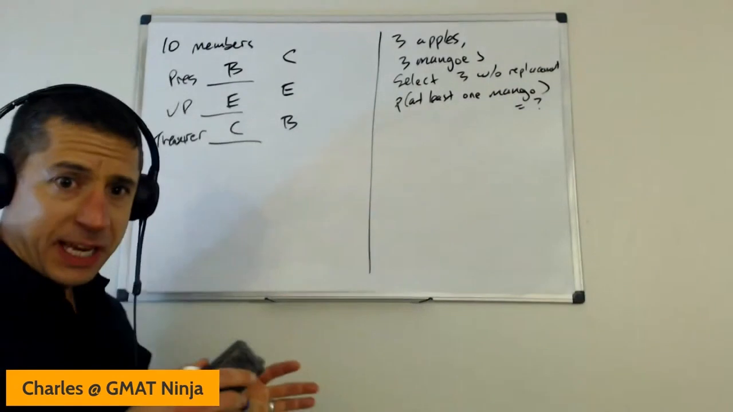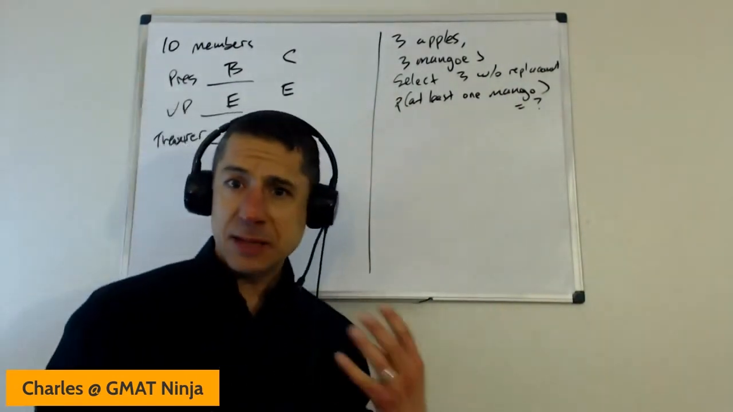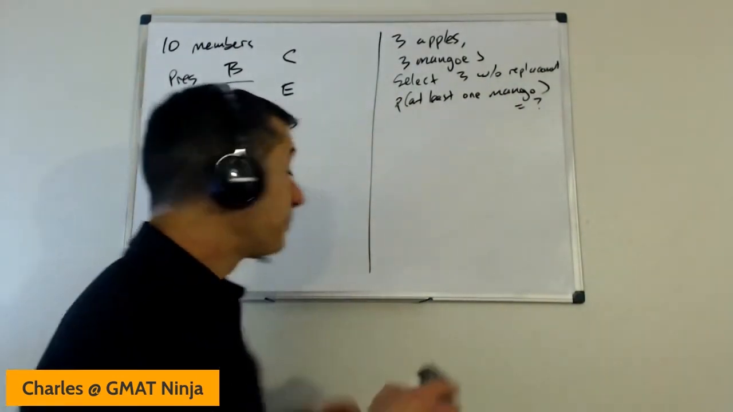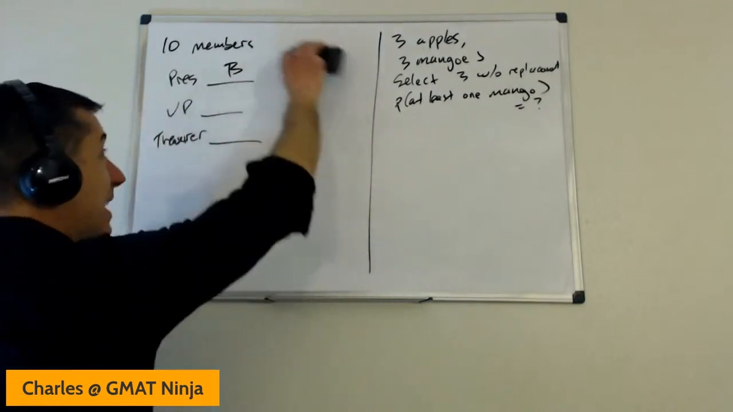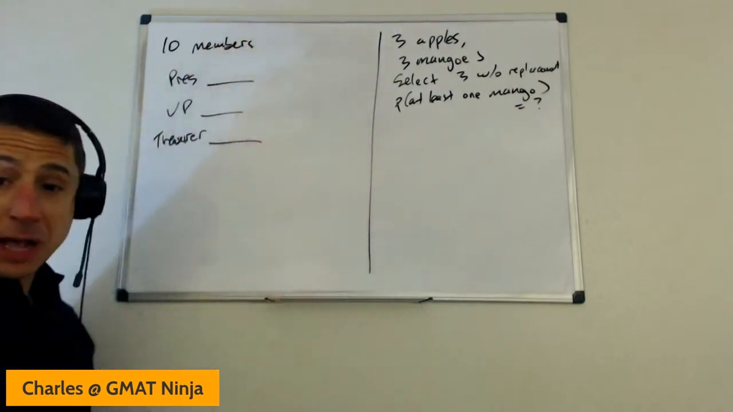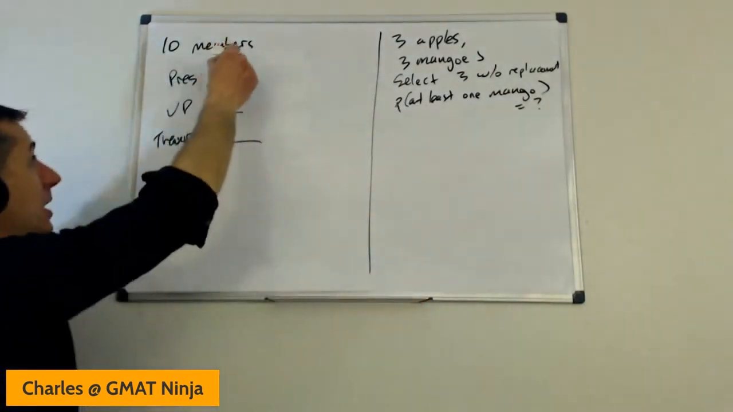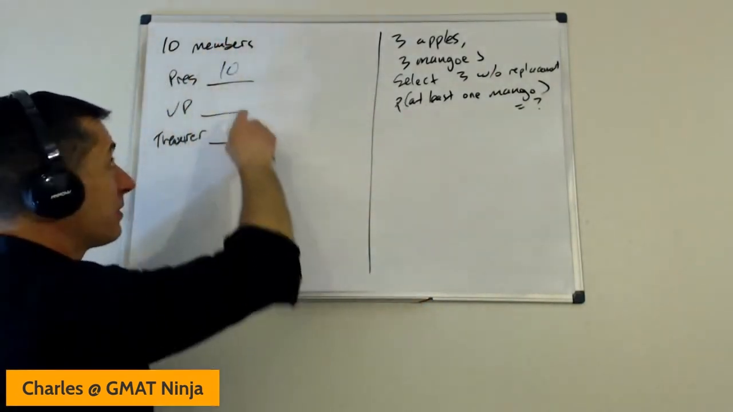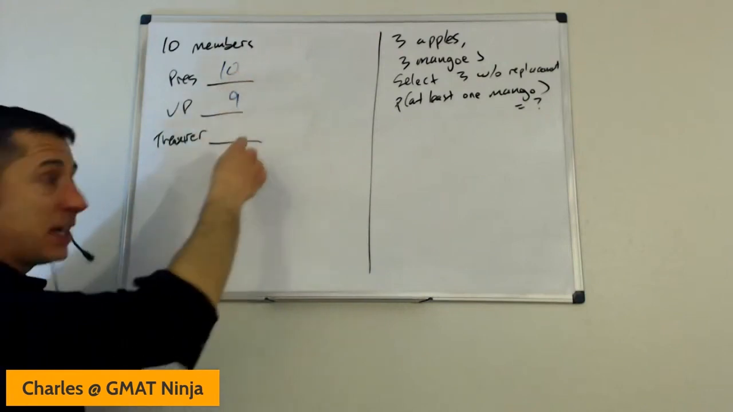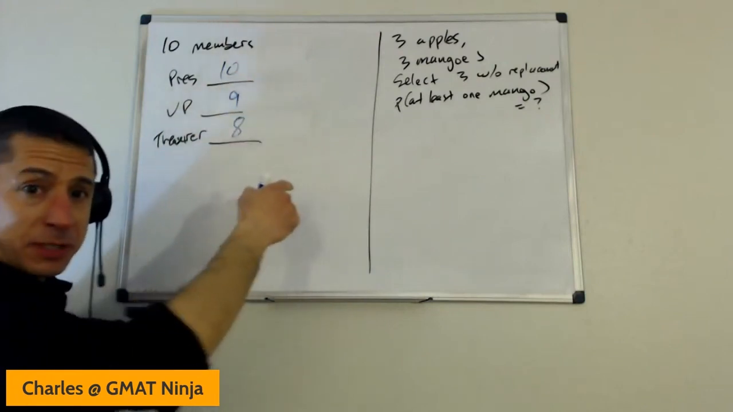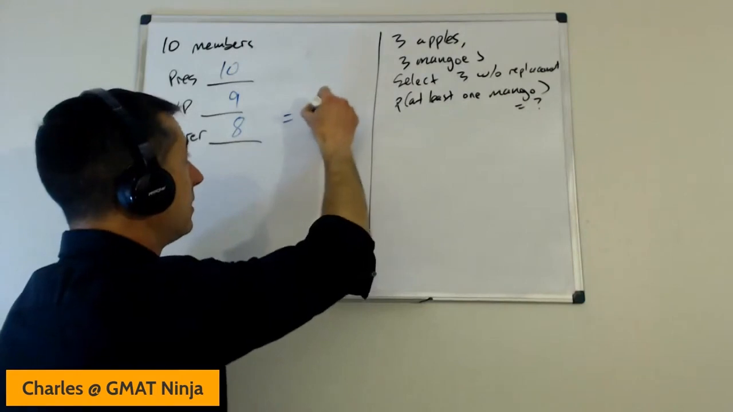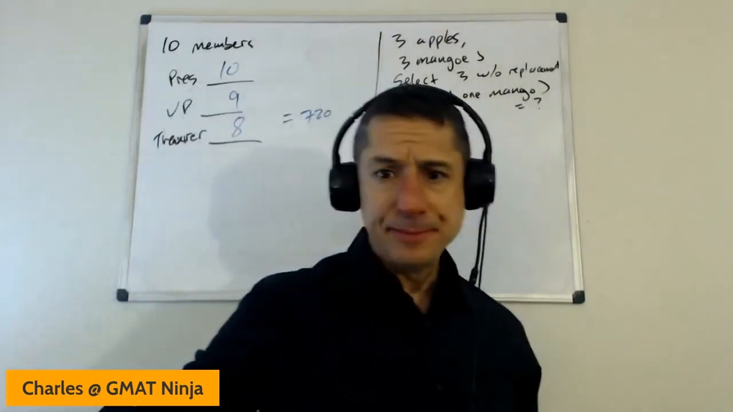You could use a formula here. I don't necessarily mind if you do, but usually I think the most intuitive thing for most people, if you're struggling, is just to think about it in terms of slots. Be intuitive. How many options are there for president? There's 10. Well, you can't hold more than one position. How many options are there for vice president? 9 left. How many options for treasurer? 8. What to do with the numbers? Multiply them. Great, our answer is 720, which I believe is E.